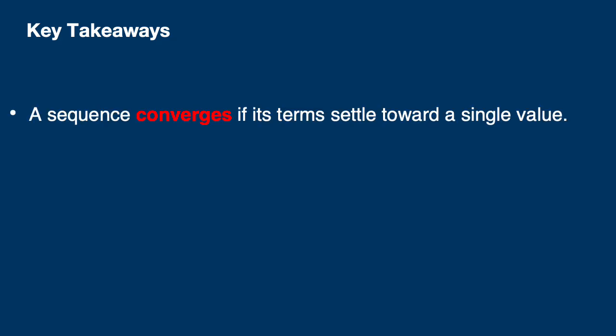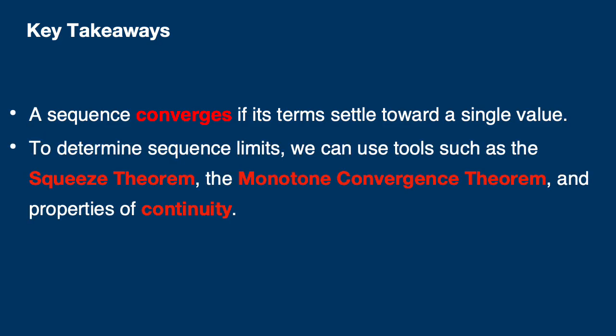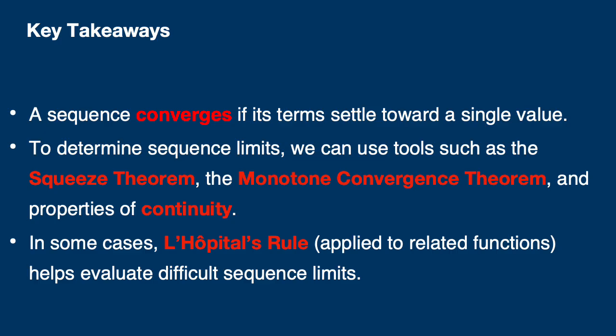What did you learn in this lecture, guys? First, a sequence converges when its terms settle towards a single value. The terms have to go to one single value, and we say the sequence is convergent. And we learned many different ways to find the limit of a sequence. You can use the squeeze theorem, the monotone convergence theorem, properties of continuity, and L'Hopital's rule. In some cases you can use L'Hopital's rule to evaluate difficult sequence limits.